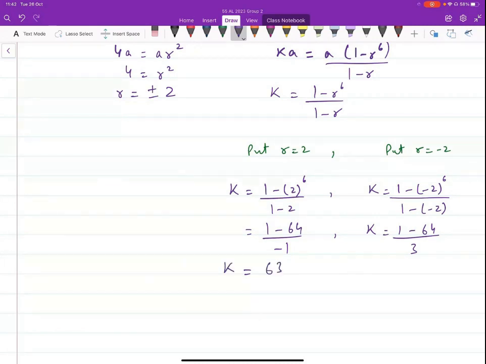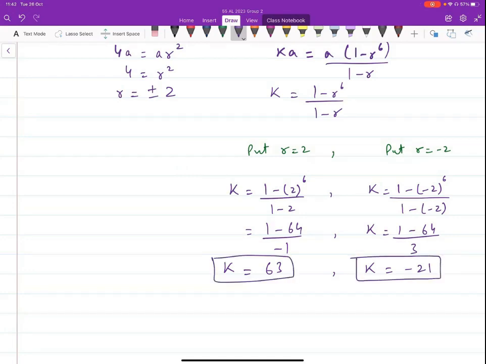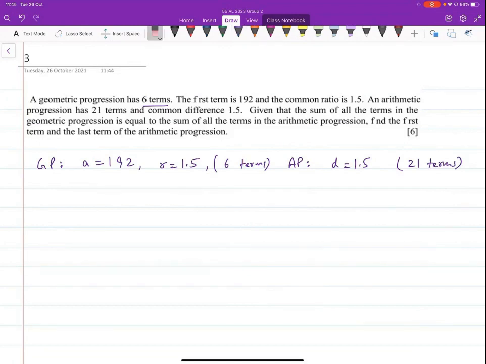That's one possible value of k. And from the other one, we get minus 63 divided by 3, which is minus 21. These are the two possible values of k that we get. So this is the information that we're given for the AP and the GP. This is the AP, this is the GP. Okay, so what are we given next?